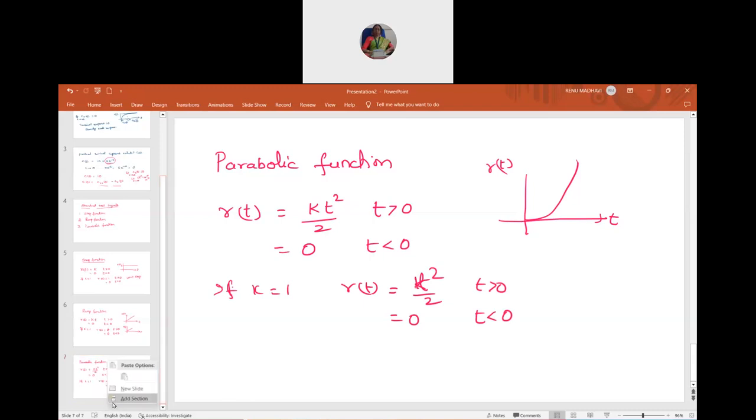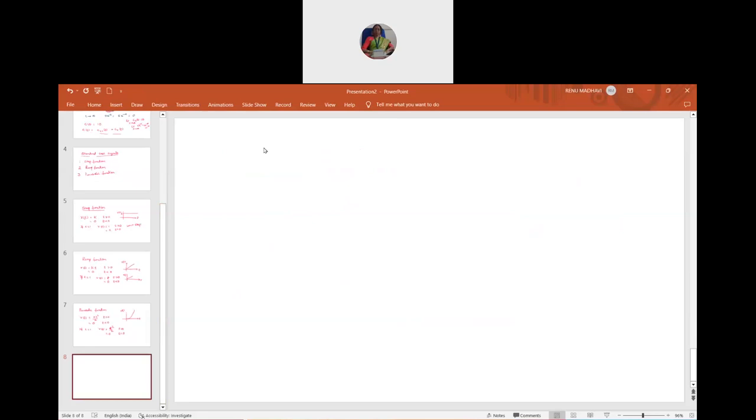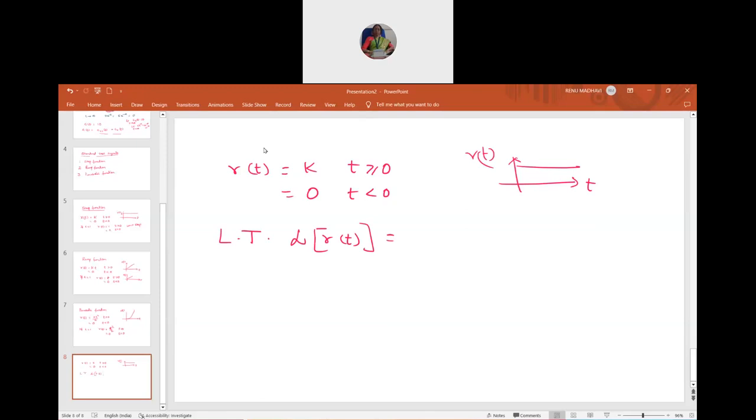Now, if r of t is equal to k for t greater than or equal to 0 and 0 for t less than 0, taking the time function as a step input, let me find the Laplace transform of r of t, which is R of s. The Laplace transform of k, and the Laplace transform of 1 is 1 by s, so the Laplace transform of k is k by s.